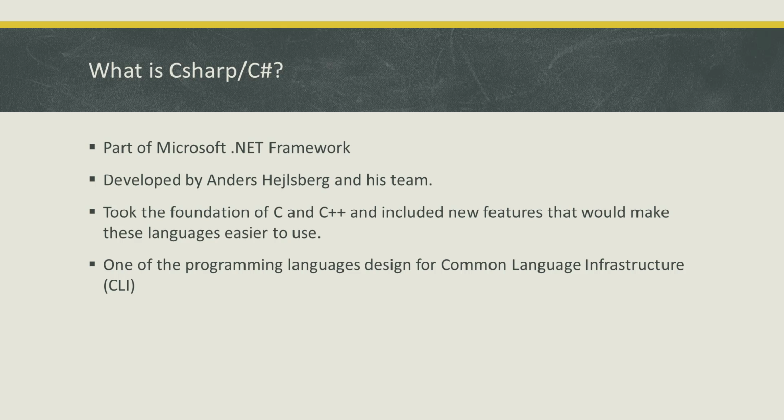C# is a language that derived from C and C++, but it was created from the ground up. Microsoft started with what worked in C and C++ and included new features that would make these languages easier to use. Many of these features are very similar to what can be found in Java, like how inheritance works.